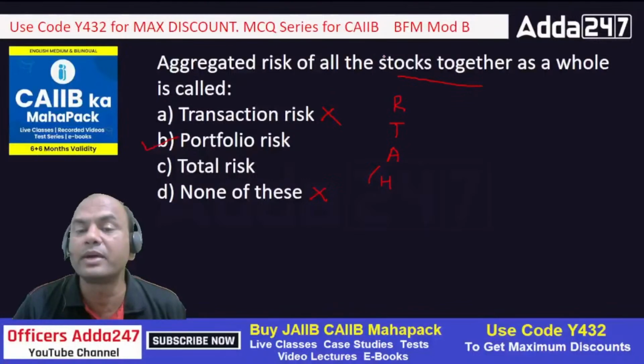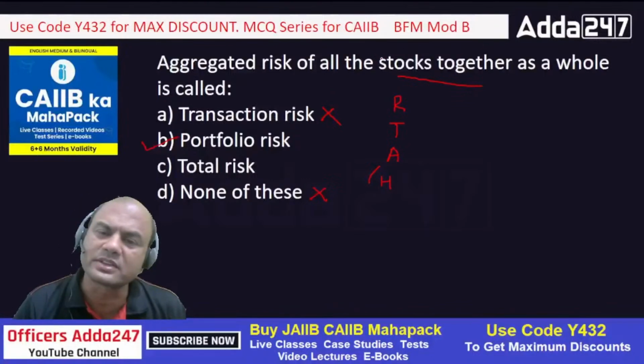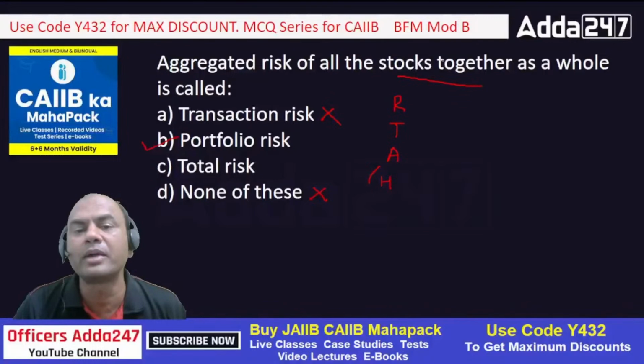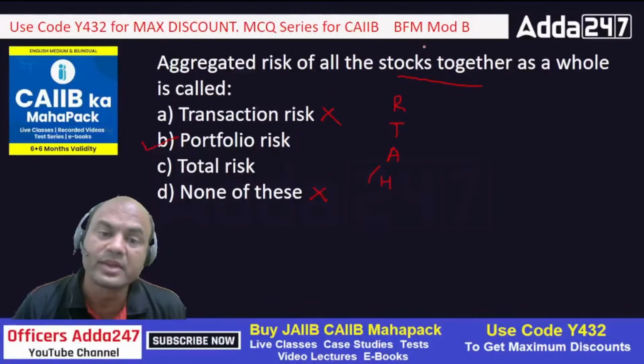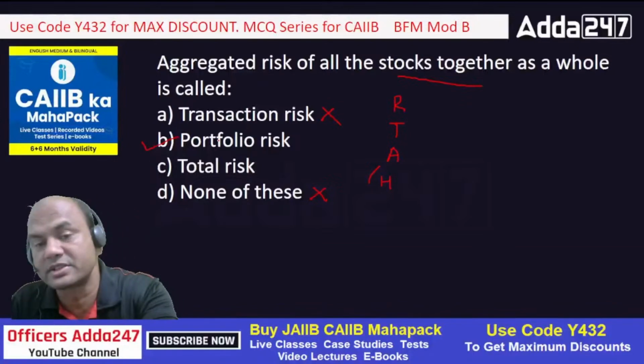All the combined stocks together, or not only stocks, it can be bonds also. All the combined bonds together, or a combination of stocks and bonds. Okay, so that is called portfolio risk.